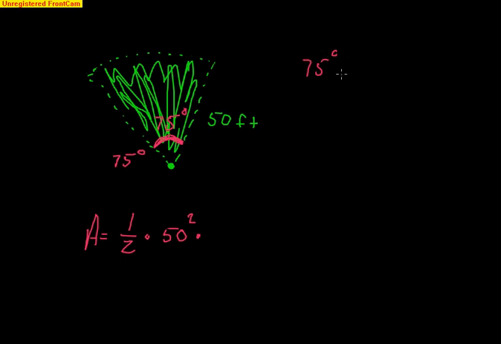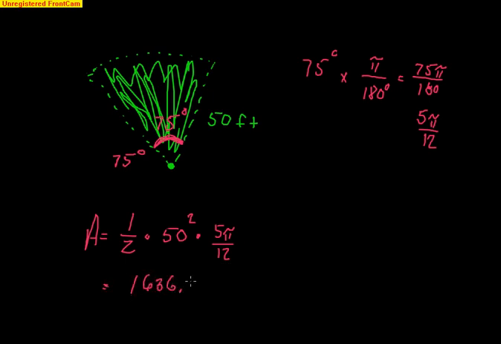So I'm going to convert this to radians by multiplying by pi over 180 degrees. That gives me 75 pi over 180. The degrees cancel, so all I have to do is reduce 75 over 180, and that reduces to 5/12 pi. So 75 degrees is the same thing as 5 pi over 12. That is what I need to utilize in the formula. When I go to my calculator, I type in 0.5 times 50 squared times, in parentheses, 5 pi over 12. And I get that it's going to cover an area of 1,636.25 square feet.